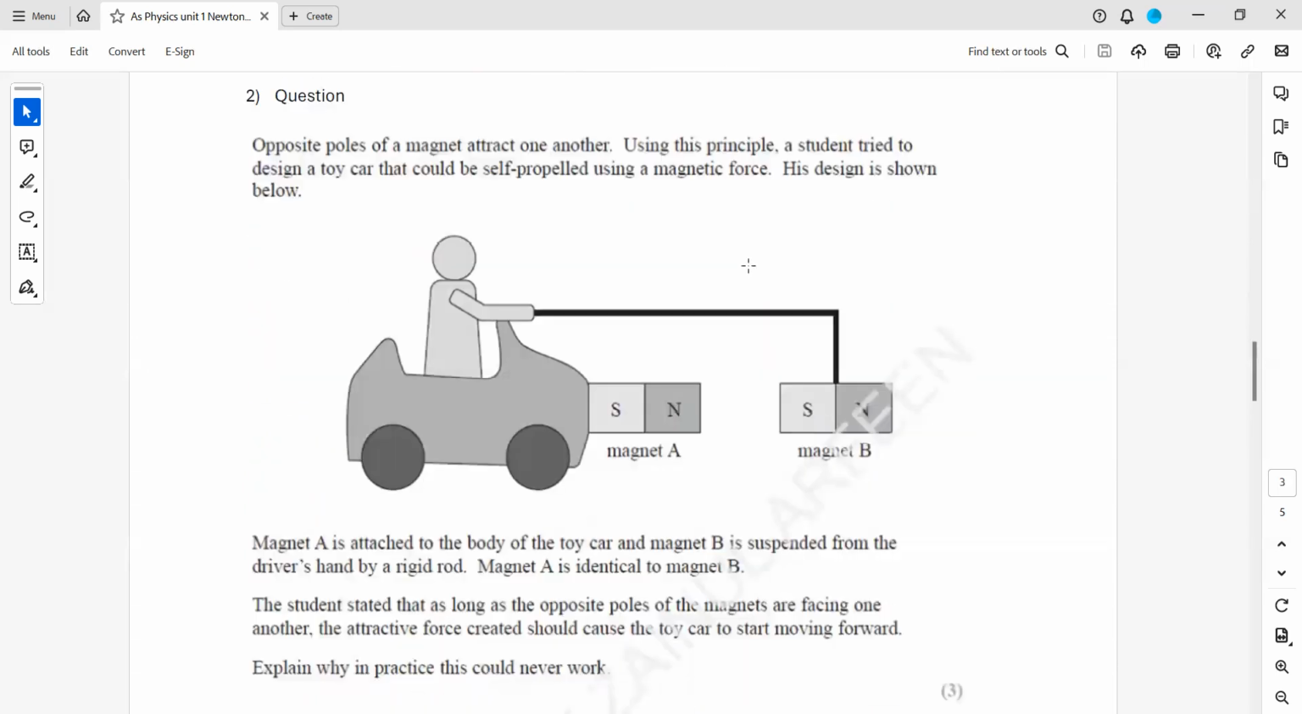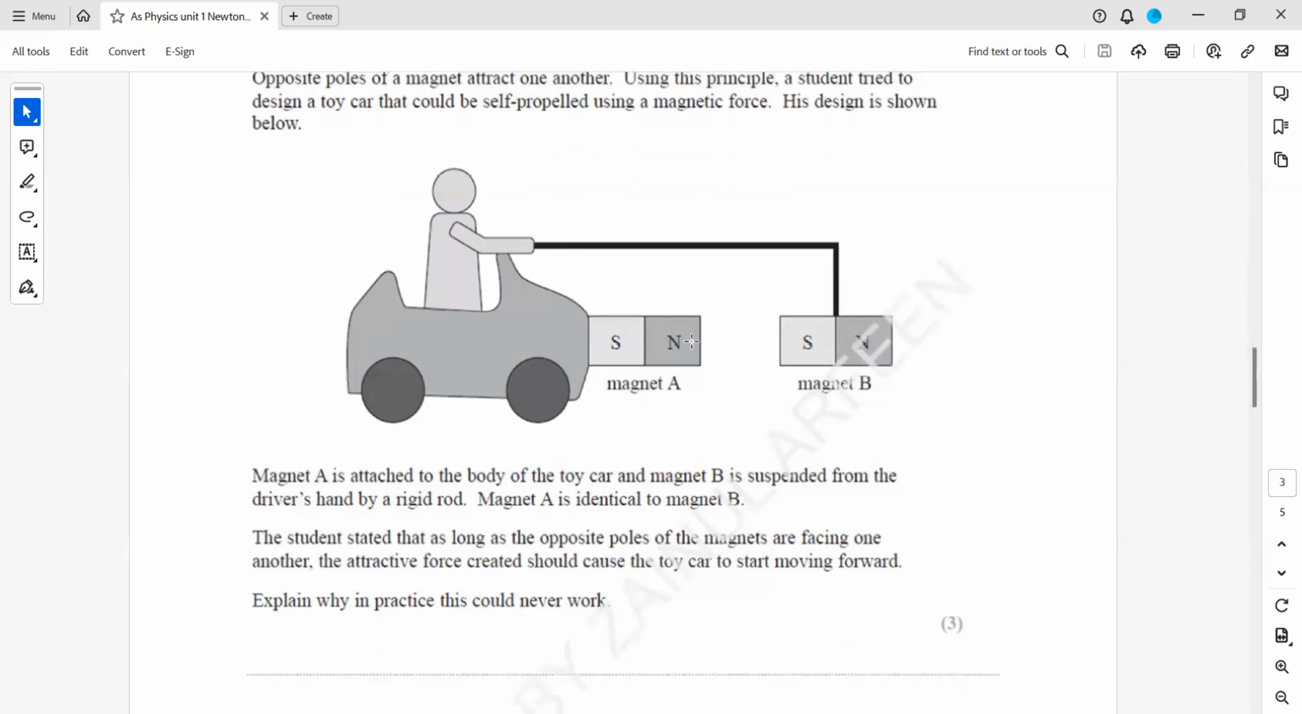The next question: opposite poles of a magnet attract one another. Using this principle, a student tries to design a car that could be self-propelled using a magnetic force. His design is shown below. This is magnet A and magnet B. Magnet A is attached to the body of a toy car, and magnet B is suspended from the driver's hands by a rigid rod. Magnet A is identical to magnet B.